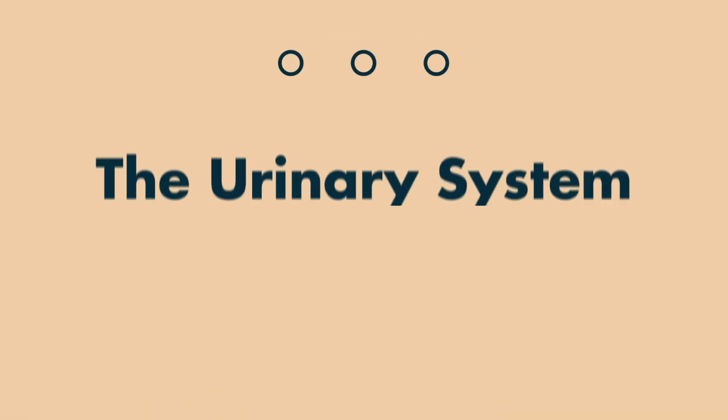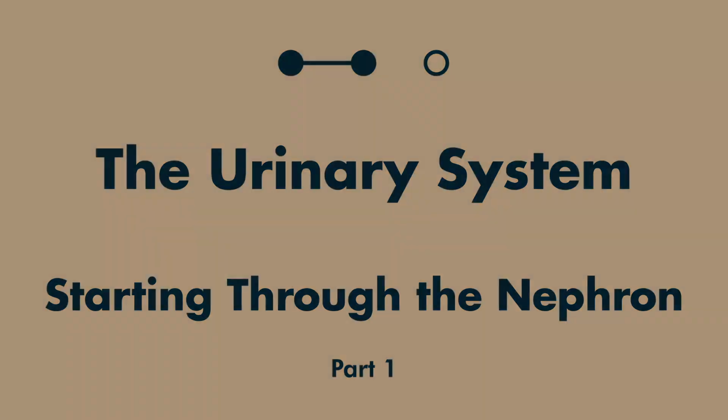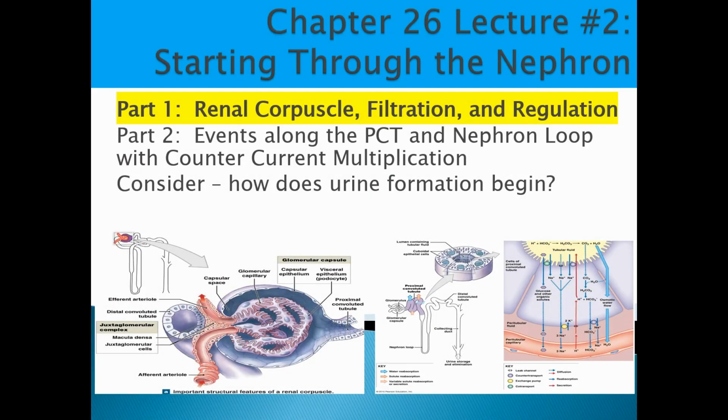We are moving on to the second lecture of Chapter 26, and we're going to start with the first part here, which begins at the renal corpuscle. We're going to talk about filtration, and we're going to talk about regulation that happens here. As we're going to see, the renal corpuscle and all the events that occur here are very, very important because that's the start of forming our filtrate or urine.